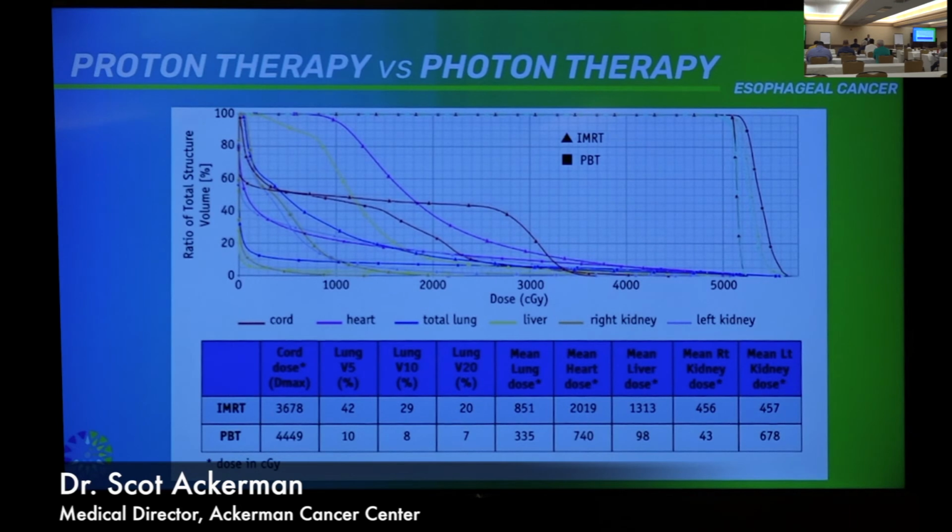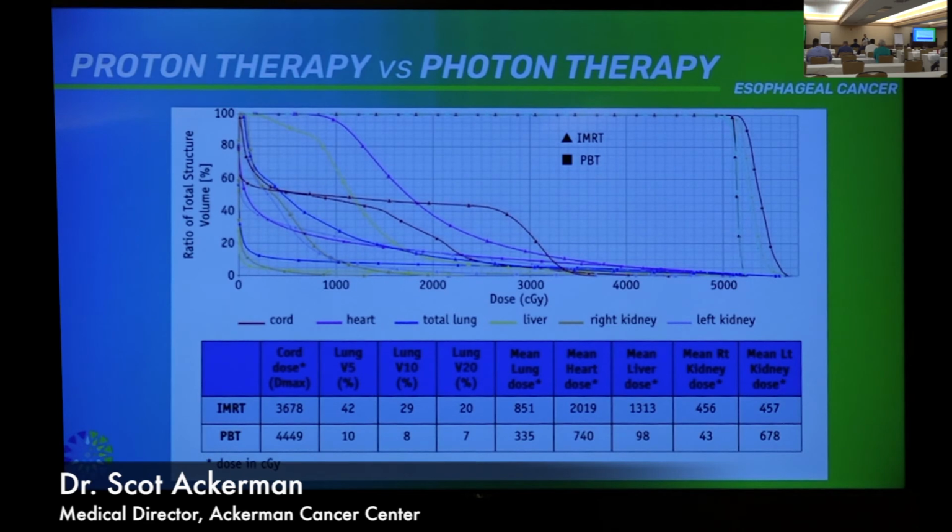The 20 gray dose, 20 gray of radiation, causes radiation pneumonitis. And so the volume of the lung that receives more than 20 gray is only 7% with protons, and with IMRT it's 20%. That's a lot of the lung receiving 20 gray. The mean lung dose you can see is less than half with protons. The mean heart dose is only 1/3 with protons. The mean liver dose is 1/10, and the kidney dosage you can see there as well.